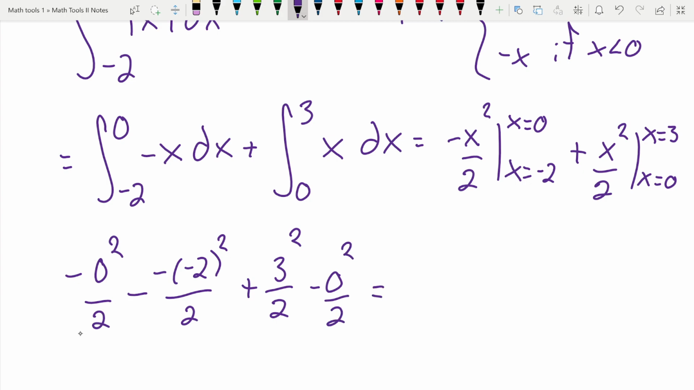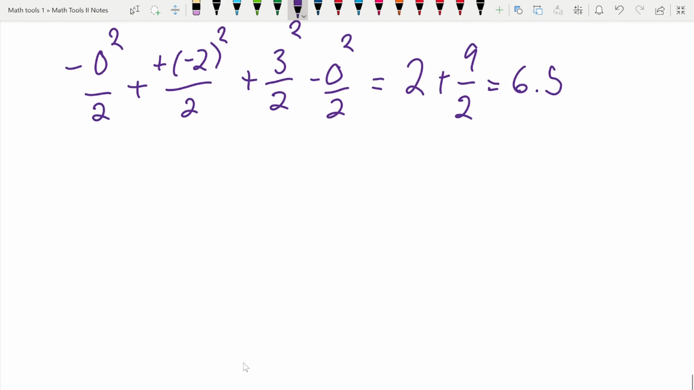So this is just 0 minus a negative. These cancel out. Negative 2 squared is 4, so that's just 2. This one is 9 halves. 9 halves is like 4.5, so this is 6.5.